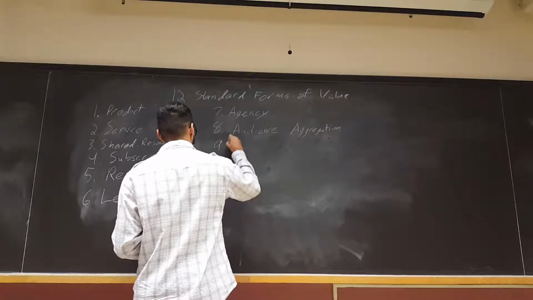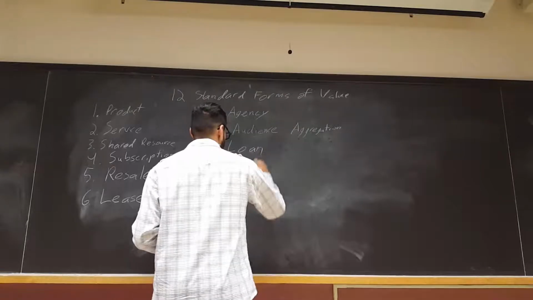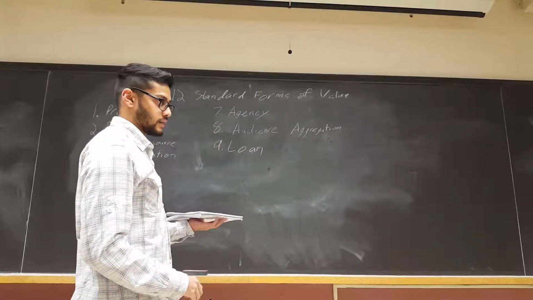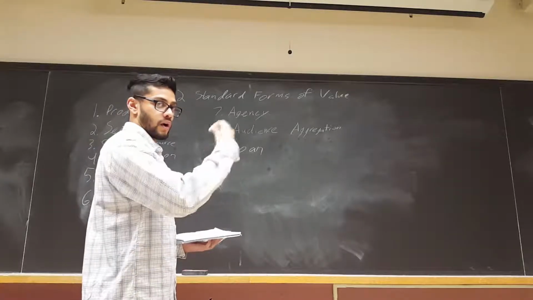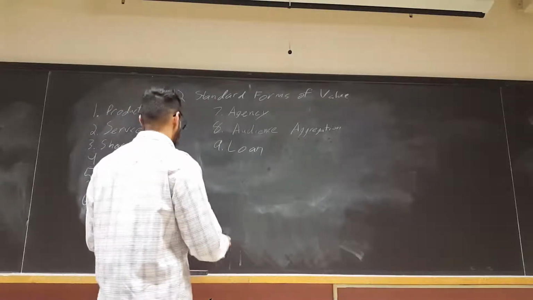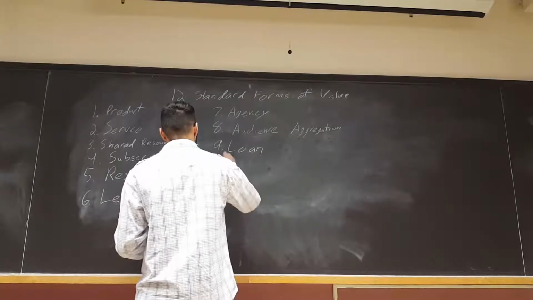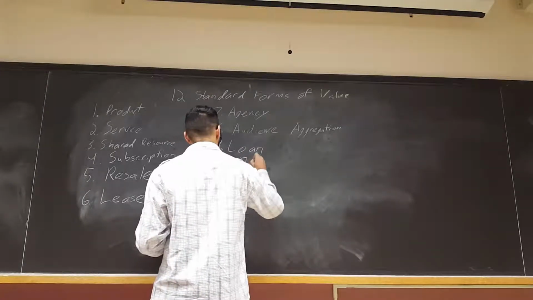Number 9, loans. So this is more like banks, stuff like that. You're loaning people money in exchange for an interest rate for a higher return, I guess. Okay. 10, option.